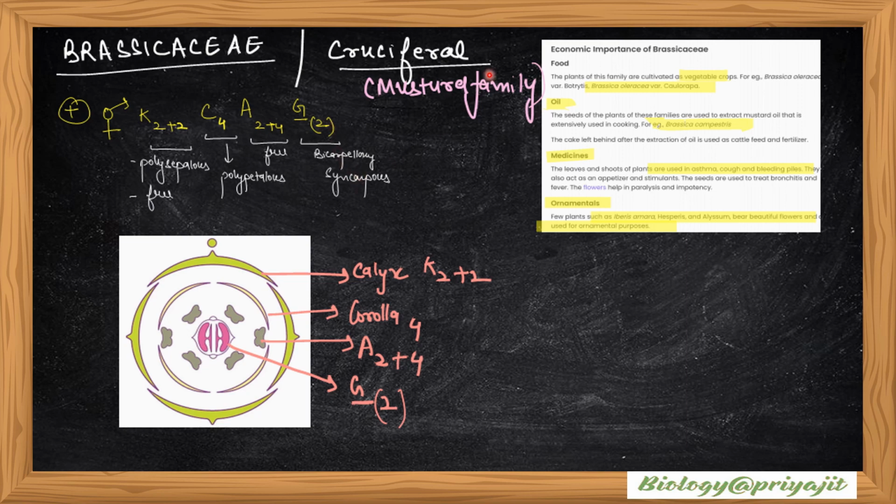Mustard family, the Cruciferae. The plants of this family are cultivated as vegetable crops. For example, Brassica oleracea. Oil. The seeds of plants of this family are used to extract mustard oil, that is extensively used in cooking. Example, Brassica campestris. The cake left behind after the extraction of oil is used as cattle feed and fertilizer. Medicine. The leaves and shoots of plants are used in asthma, cough and bleeding piles. They also act as appetizer and stimulants. The seeds are used to treat bronchitis and fever. The flowers help in paralysis and impotency.